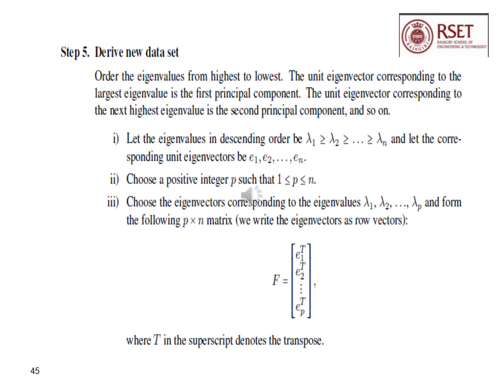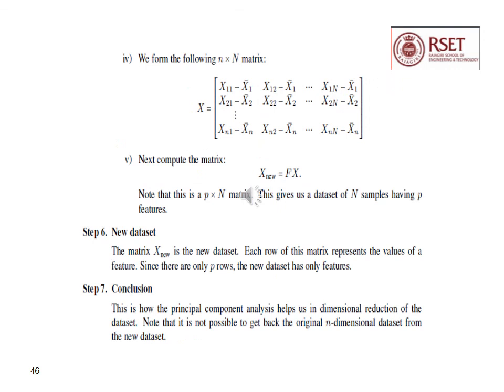Choose a positive integer p such that 1 is less than or equal to p, which is less than or equal to n. Choose the eigenvectors corresponding to the eigenvalues lambda 1, lambda 2, up to lambda p, and form the matrix E1 transpose, E2 transpose, up to Ep transpose, where t in the superscript denotes the transpose. After that, we need to find another matrix: form the following n by n matrix in which each variable is subtracted by its mean value.